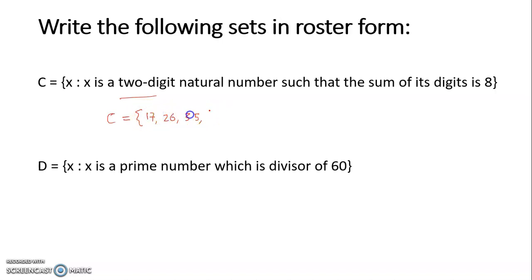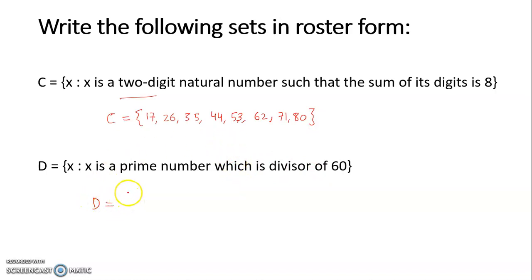After 1 I'm moving to 2, 2 to 3, 3 to 4, then 4 and 4 is 8, then 5 and 3, that means 53, the sum is 8. Then 6 and 2 is 8, 62, 7 and 1, 71 is 8, and 80, this is also 8. The moment you reach from 8 to 9, we are going to enter into the 90s and the sum is going to be more than 8. So this cannot be included.